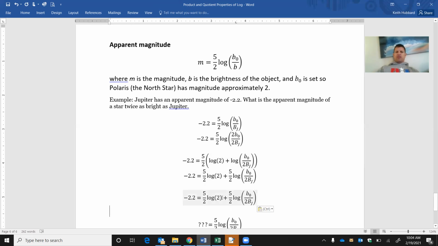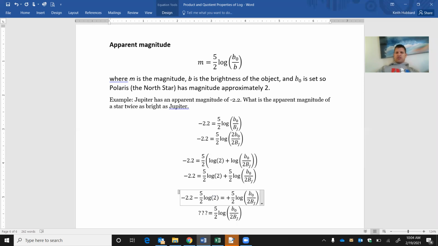Now you might say, why is it negative? Because brighter is smaller. Jupiter is brighter than the North Star, so it's a negative magnitude. And now I'm going to subtract that over to the other side, and you'll see that, in fact, something that is brighter than Jupiter is less than 2.2. Let's see, negative 2.2 minus 5/2.